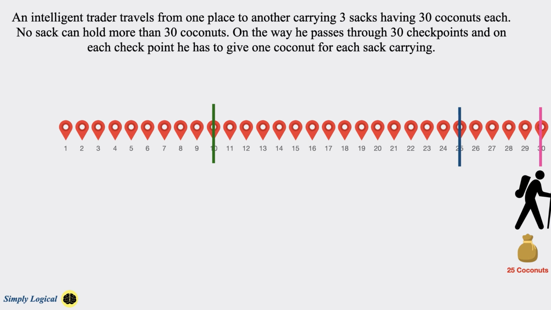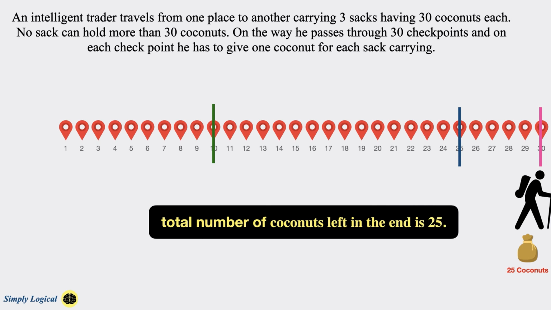By this point, 25 checkpoints are already covered and the remaining checkpoints are 5. Now the trader will pass through the 5 remaining checkpoints, and if the trader spends another 5 coconuts in the other 5 checkpoints, the trader is left with 25 coconuts. Thus, the answer to this puzzle is that the total number of coconuts left in the end is 25.